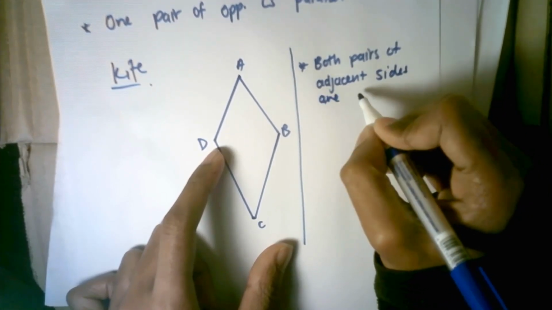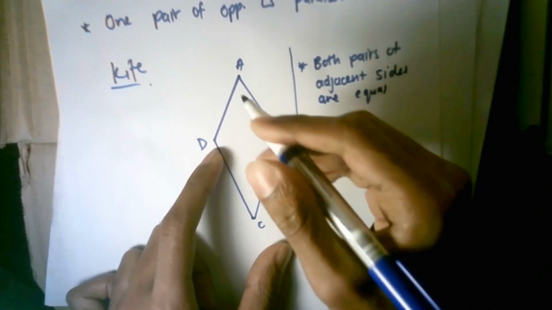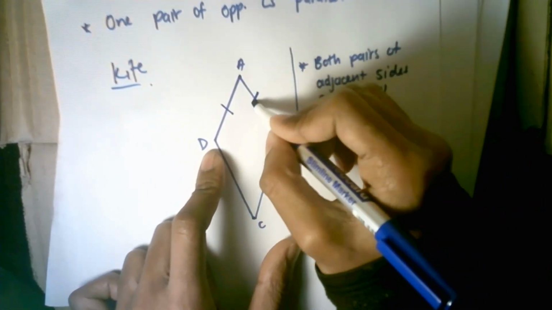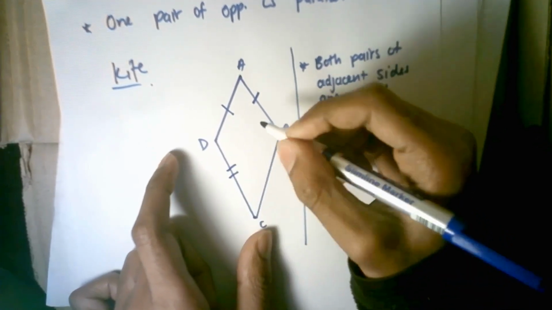So what does that mean? It means that the length of AD is equal to the length of AB, and the length of CD is equal to the length of BC.